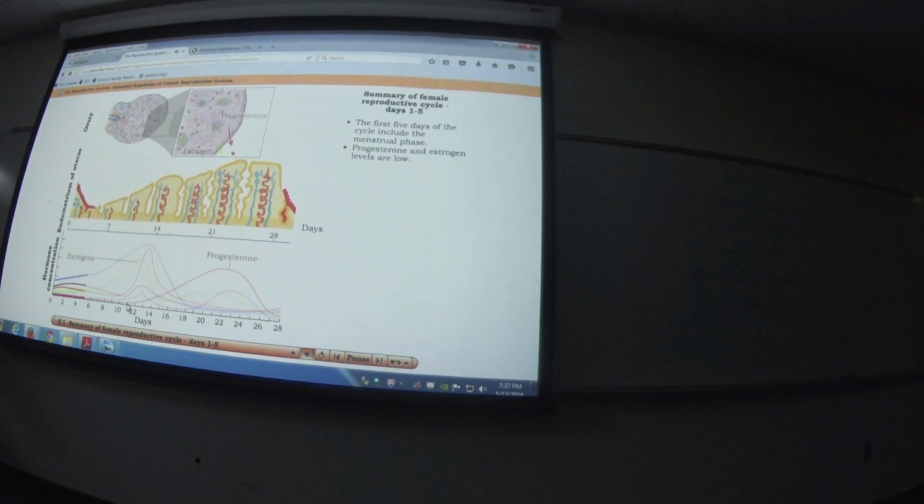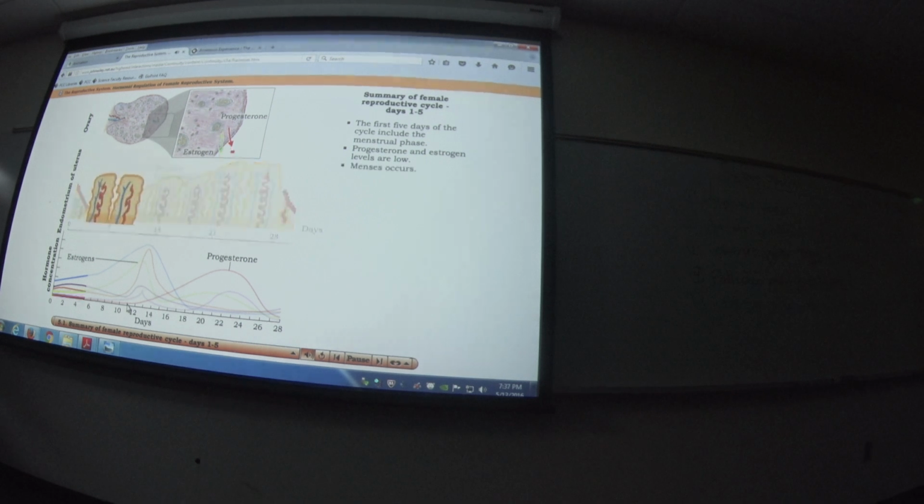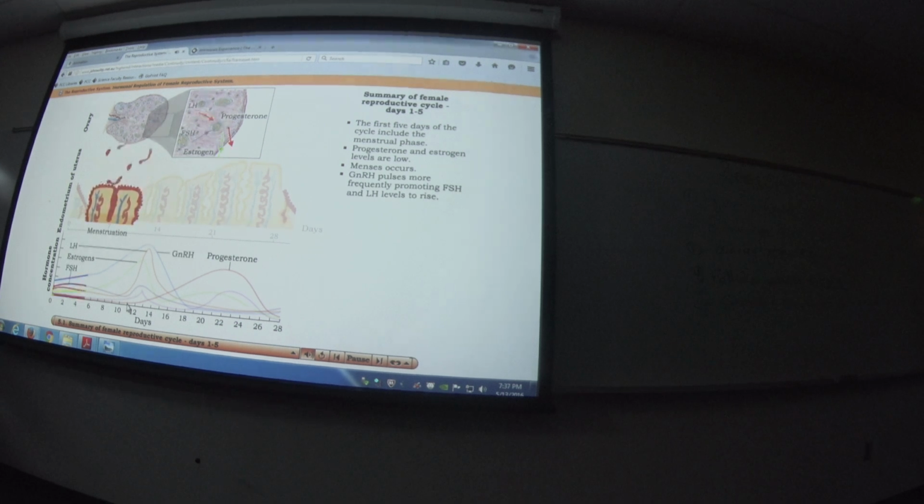Low levels of progesterone and estrogen allow for the shedding of the stratum functionalis of the endometrium. These low levels allow the hypothalamus to release gonadotropin-releasing hormone, which in turn stimulates the release of follicle-stimulating hormone and luteinizing hormone from the anterior pituitary. Increasing levels of follicle-stimulating hormone stimulate follicular development.